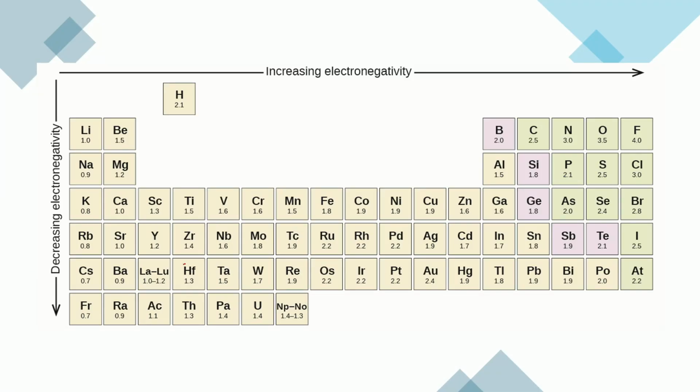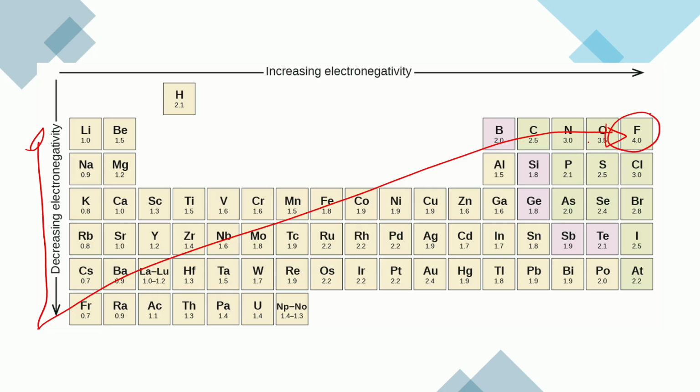Have you ever wondered why, in the periodic table, the electronegativity trend increases as it goes upwards and increases as it goes eastwards? So on our periodic table, based on the electronegativity trend, the element fluorine is the most electronegative among these elements, with an electronegativity value of 4.0.